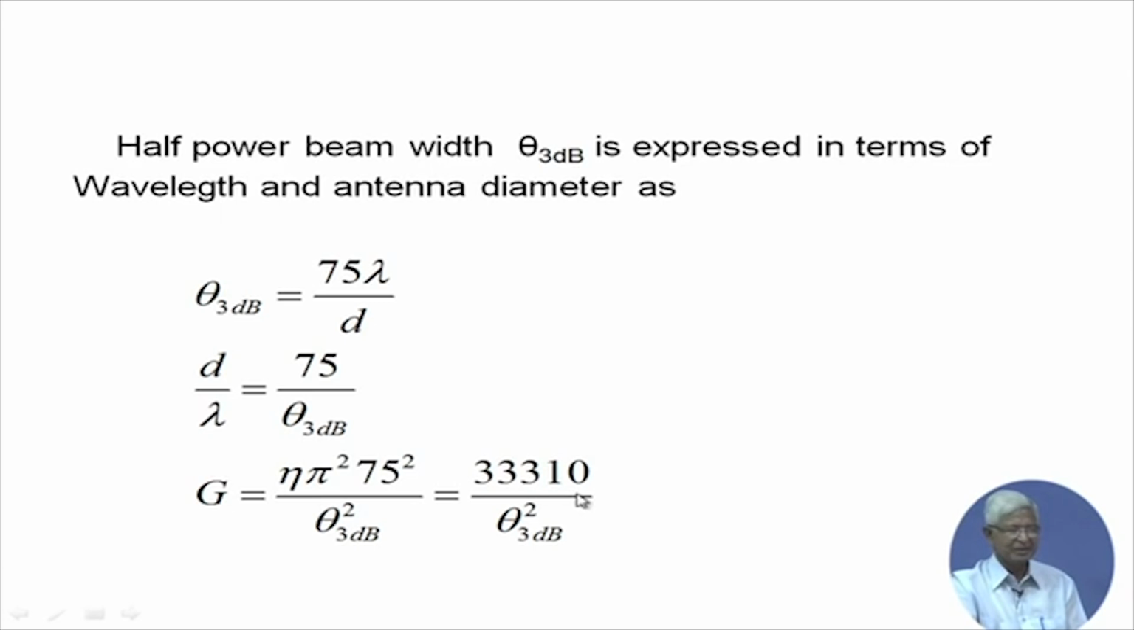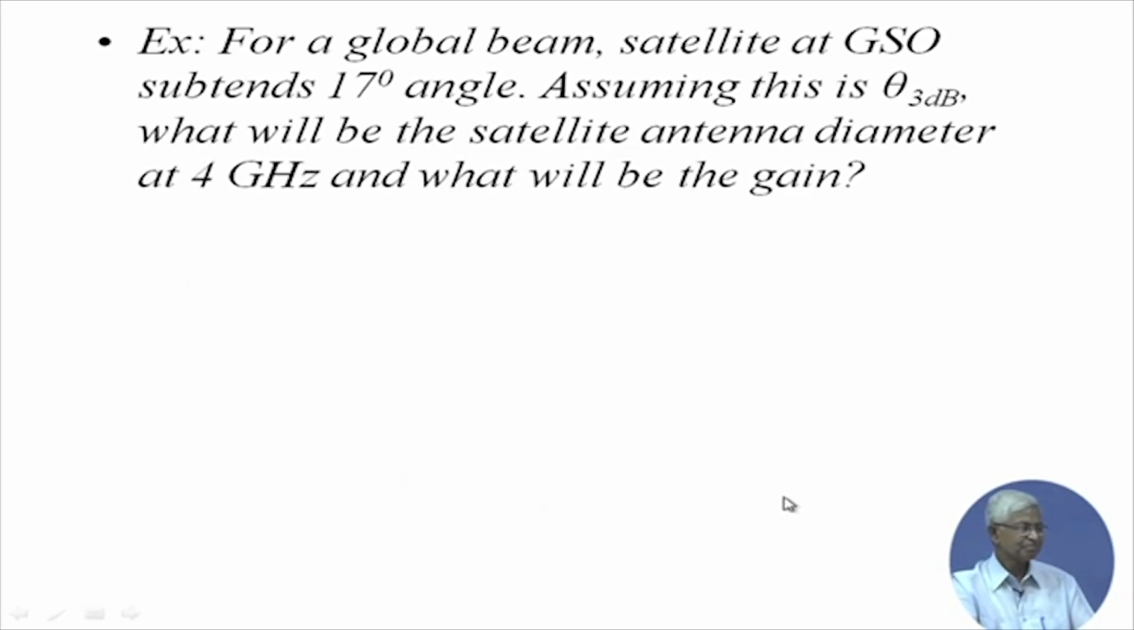33,310. Some people take it as 33,000, some people take it as 33,300. You can go very near 33,309 point something. Okay. So, these are all thumb rules for calculation. So, gain is related to a number divided by theta 3 dB square. So, theta 3 dB and gain can be found, the other one if one is known.